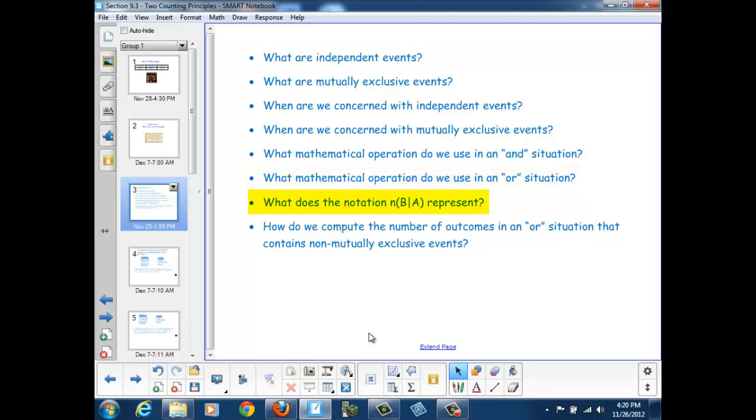What does the notation n of B vertical line A represent? How do we compute the number of outcomes in an OR situation that contains non-mutually exclusive events?